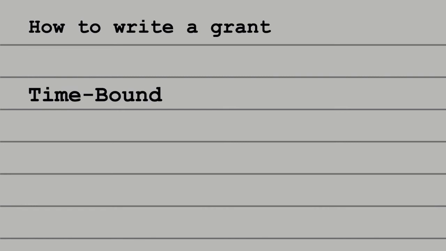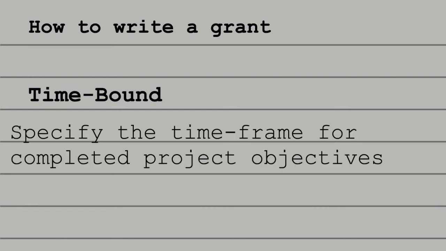Most grant periods are 1 year, and most grantors will ask what you aim to accomplish within that time frame. Not only do you need to lay out your goals, but also have a deadline in mind for those goals.